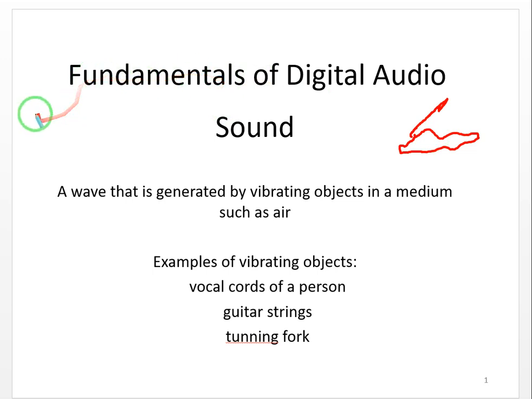Another example is a tuning fork, like the ones you saw in schools. Whenever you strike the tuning fork with a rubber pad and bring it near your ear, you can feel a sound, because disturbing the tuning fork generates a sound, and this sound is in wave form. So what is sound? A wave generated by a vibrating object in a medium such as air. Examples of vibrating objects are the vocal cords of a person, a guitar string, a tuning fork, etc. When the wave is generated, we want to convert this sound to digital audio.